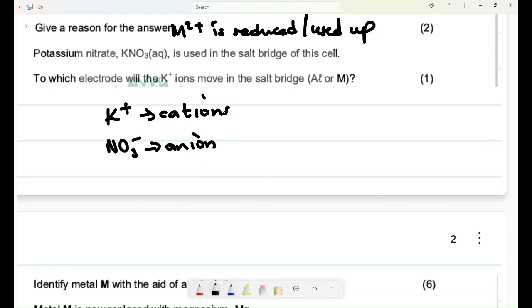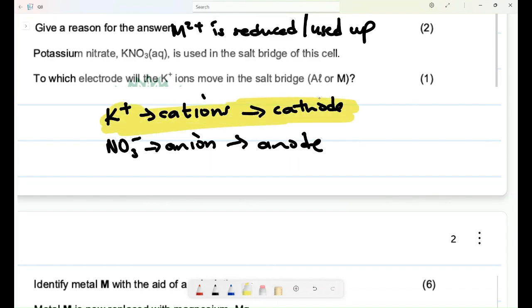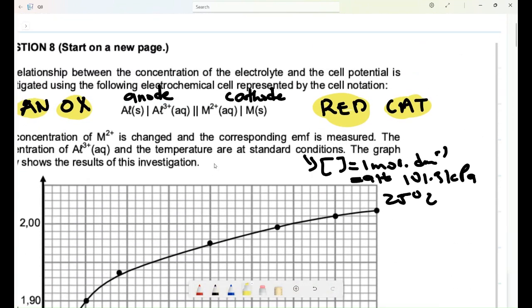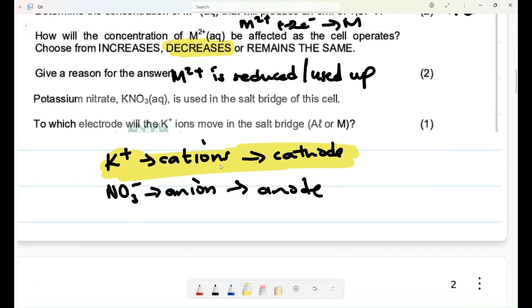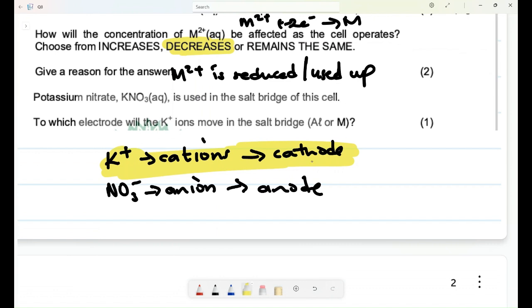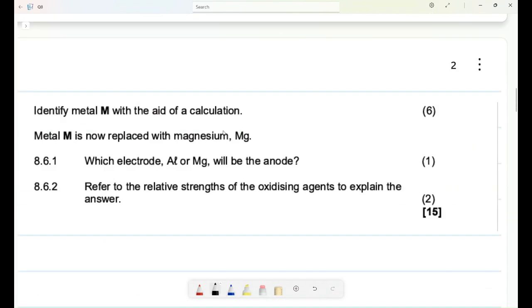So I want you to know this. Cation will go to the cathode. Can you see cat? Anion will go to the anode. Now, K plus is a cation. It goes to the cathode. Where is the cathode? Here is the cathode. So it will go to M. You see they asked aluminum or M, so it will go to M. Can you see the analogy here helps me a lot? It should help you a lot also.